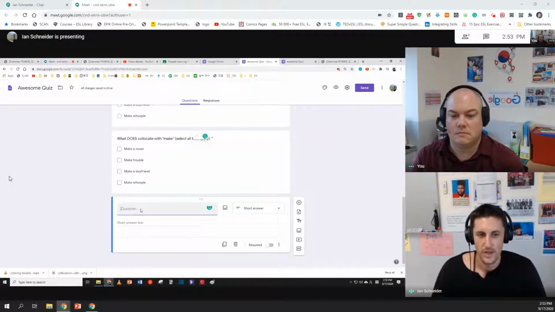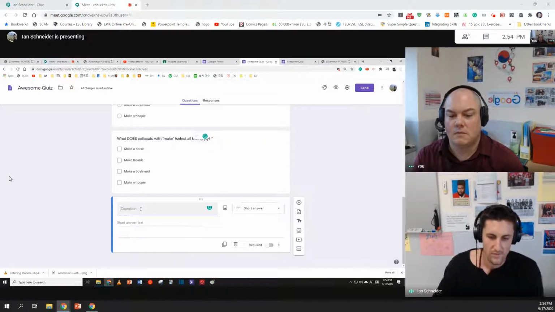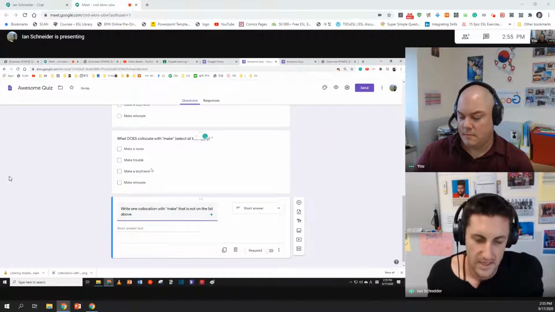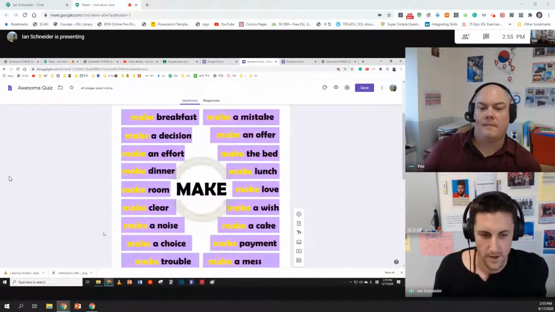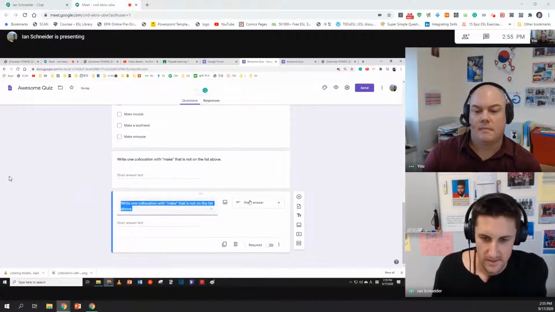This is good when you want students to think about maybe filling in a blank or providing an answer that's between one word and one sentence. Okay. Write one collocation with make that is not on the list above. So make amends, make friends. And once again, I'll duplicate this just to make it very easy.